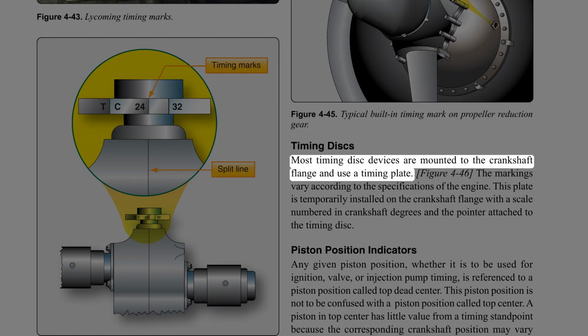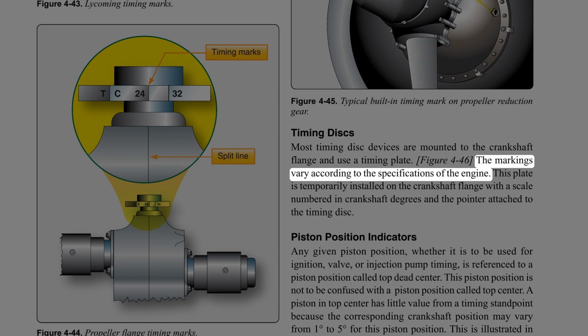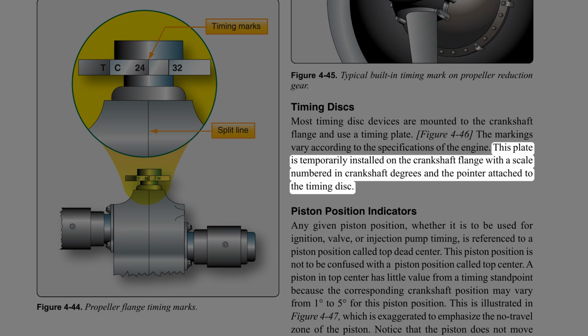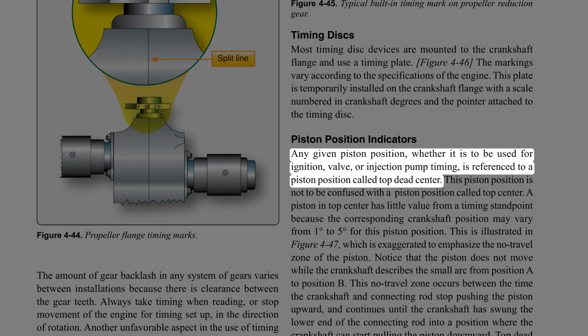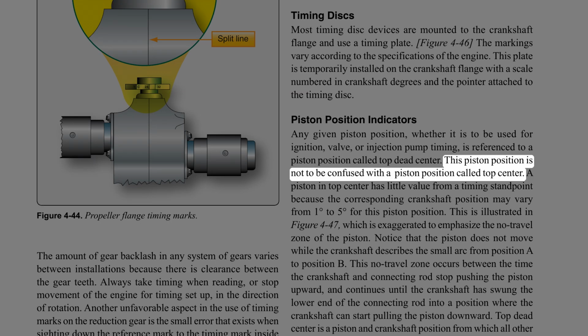Timing discs. Most timing disc devices are mounted to the crankshaft flange and use a timing plate. The markings vary according to the specifications of the engine. This plate is temporarily installed on the crankshaft flange with a scale numbered in crankshaft degrees and the pointer attached to the timing disc. Piston position indicators. Any given piston position, whether it is to be used for ignition, valve, or injection pump timing, is referenced to a piston position called top dead center. This piston position is not to be confused with a piston position called top center.